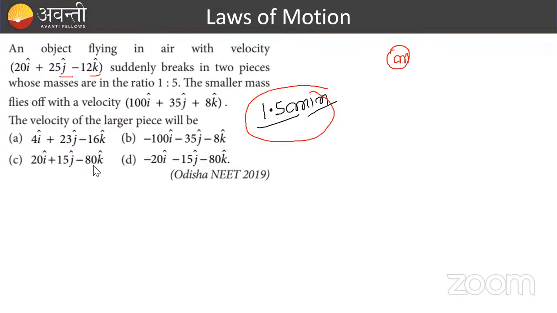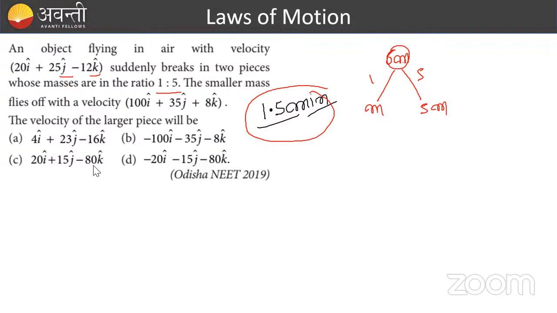What happens? It breaks into two pieces whose masses are in the ratio 1:5. So suppose the initial mass is 6m. So I have a body of mass 6m, which is flying in the air with this velocity. It is breaking into a 1:5 ratio, so this will have mass m and this will have mass 5m, their total mass being 6m, right?